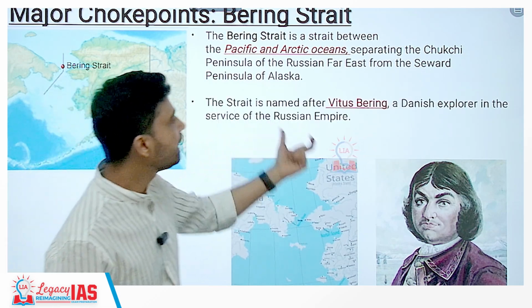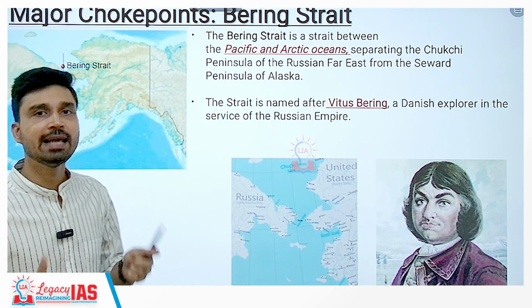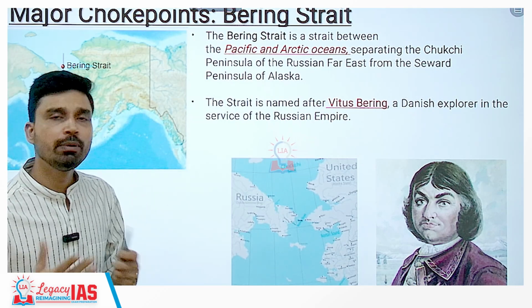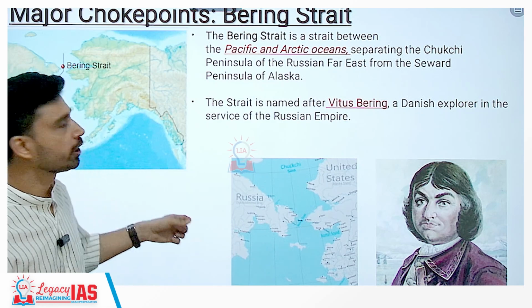The strait is named after a person called Vitus Bering. Vitus Bering was a Danish explorer. Danish explorer means he belonged to Denmark, a country in Europe, in the service of the Russian Empire.